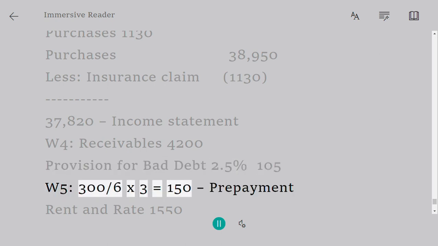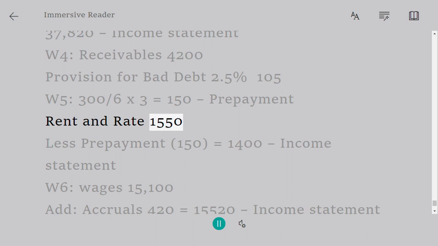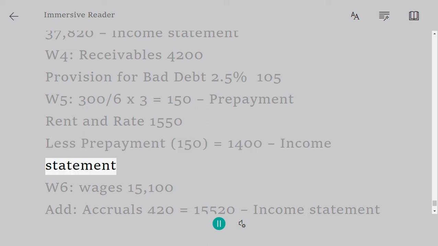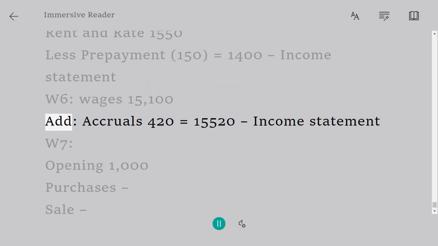W5. 300 divided by 6 times 3 is equal to 150, prepayment. Rent and rates $1,550. Less prepayment, 150, equals 1,400, income statement. W6. Wages $15,100. Add accruals 420, is equal to 15,520, income statement.